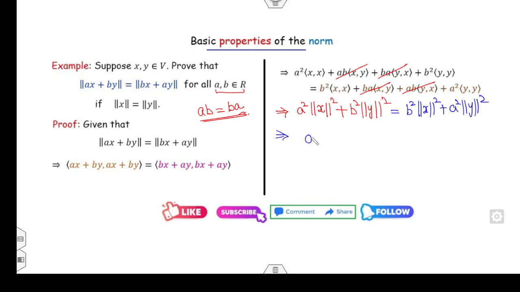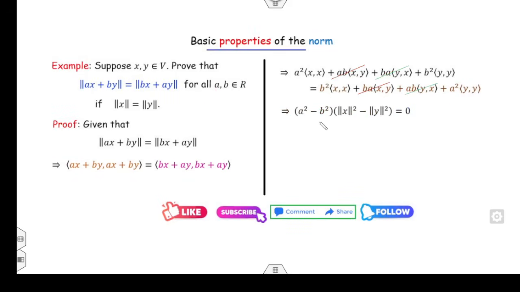So what you can do, I can put a square minus b square. I can write this, right? I brought both to the left hand side. Clear? Is it okay? Now a square minus b square, because it is for all, so I assume a is not equal to b. That means norm of x square minus norm of y square is 0, which implies norm of x is equal to norm of y, because norm is always a positive number.